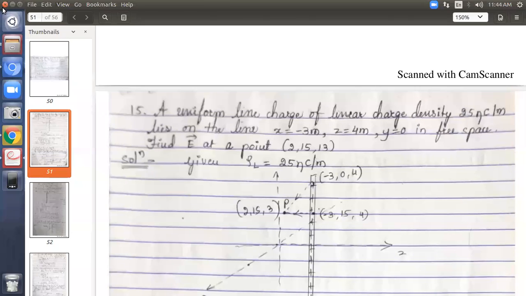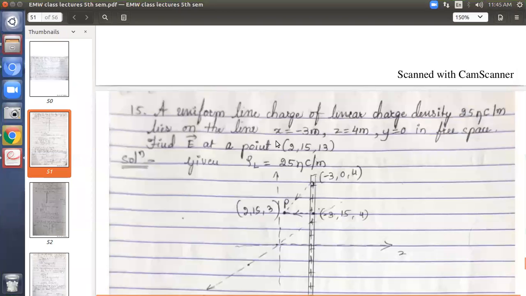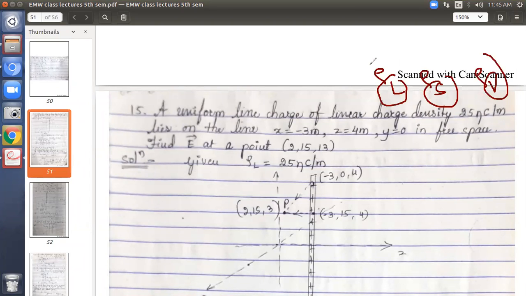In today's session, let us discuss the problems based on the charge densities. We will be discussing a few problems based on the charge densities. We have seen three different charge densities, that is rho L, rho S, and rho V. So linear charge, surface charge, and volume charge. So let's see a few problems based on these charge densities.